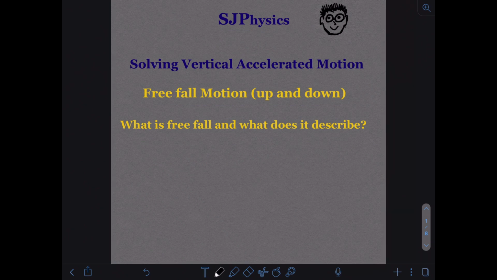Today we're going to look at solving vertical accelerated motion problems with the principal focus on what is called free fall. That can happen either when an object is moving upwards, away from the ground, or when it is falling downwards towards the ground. Both of those are considered free fall in that the only acceleration acting on the object is the acceleration of gravity, or the planet's pull of gravity acting on the object, which causes its acceleration to always be in the downward direction.